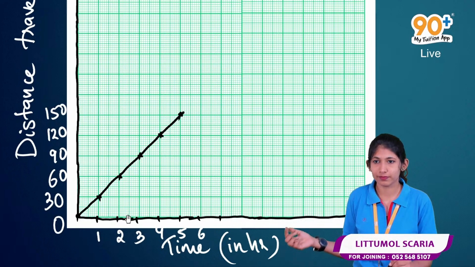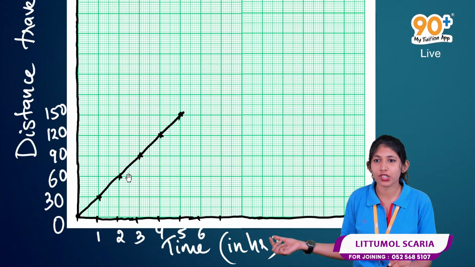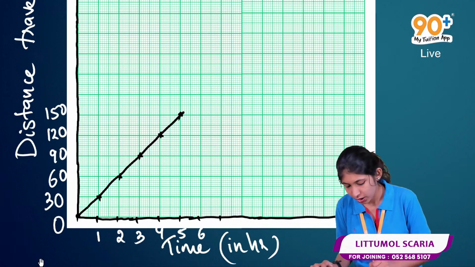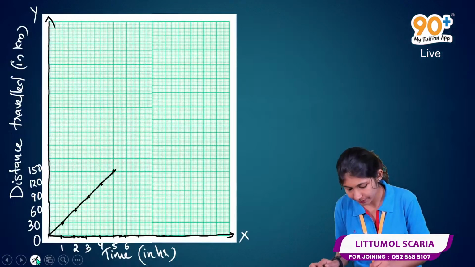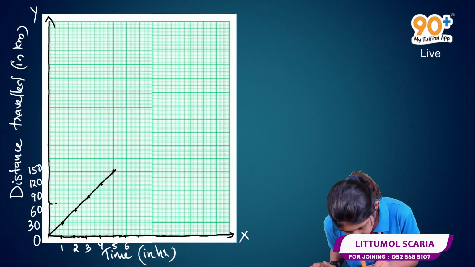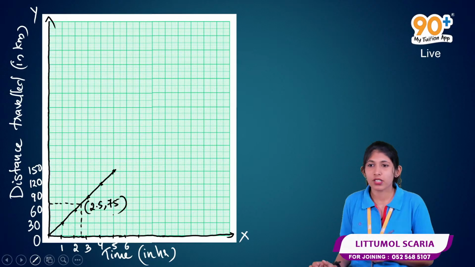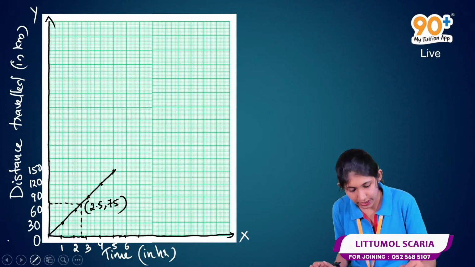Exactly in the middle. What is the time? At which time did the graph touch the point? Exactly in the middle of 2 and 3. So what's the time? 2.5 hours, right? So mark it like this, 75, then drop this line downwards. So it will be 2.5 comma 75. Also write it like this.